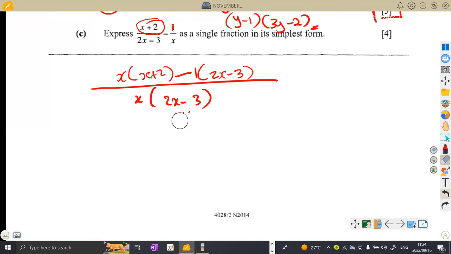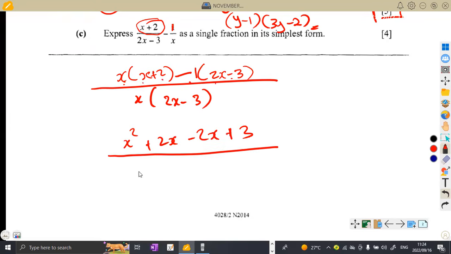From this part, we can expand whatever we have. x and x here, that's x squared. x and 2 here, that's 2x. Minus 1 times 2x, that's minus 2x. Minus 1 and minus 3, that's a positive 3. Everything over x into 2x minus 3.